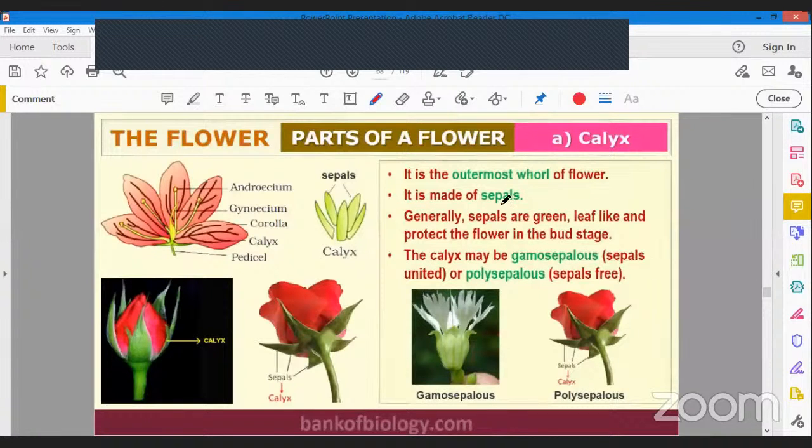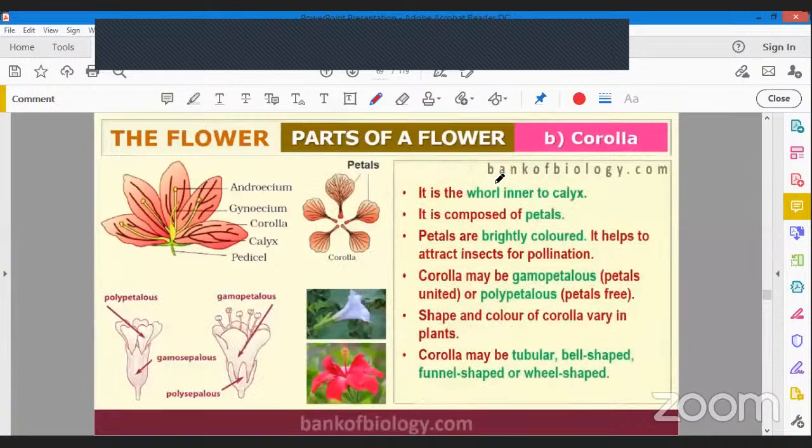Done. So now we go to the next part, that is petals. That is corolla. The individual units of corolla are called as petals. Petals are brightly colored, which help to attract insects for pollination. Okay, which is a very important characteristic feature. If the petals are fused, they are called as gamopetalous. If they are free, they are called as polypetalous. Okay. The shape and color of the corolla will vary in plants. So remember this. The corolla may be tubular, bell shaped, funnel shaped, or even wheel shaped. So take it down.